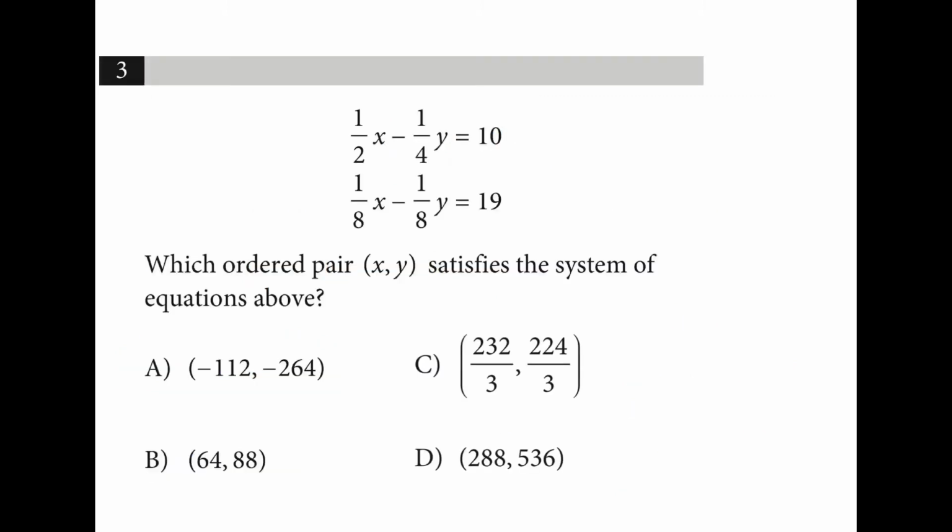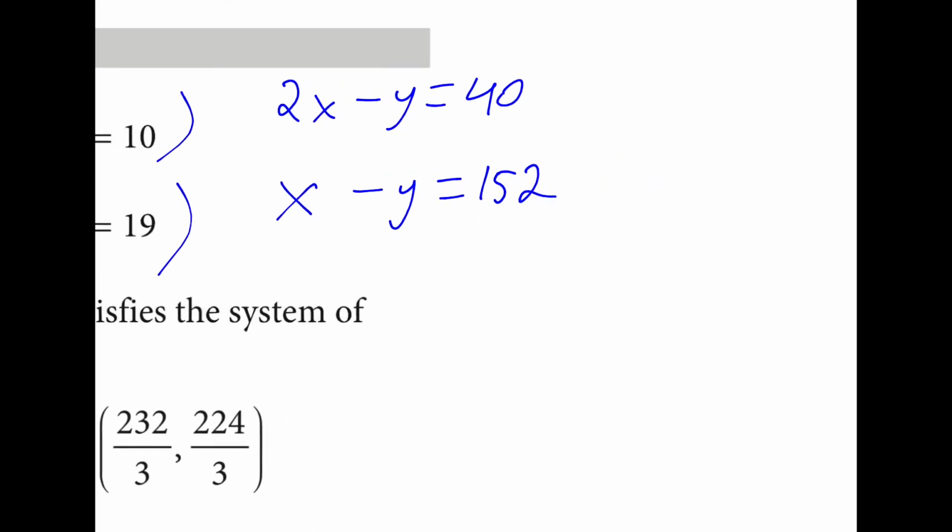Which ordered pair x, y satisfies the system of equations above? If I wanted to get rid of all the fractions, I could multiply everything on the bottom by 8 and everything on the top by 4. This is what I get. I could use substitution or elimination here. Let's say that I added y to both sides. So I now know that x is equal to 152 plus y.